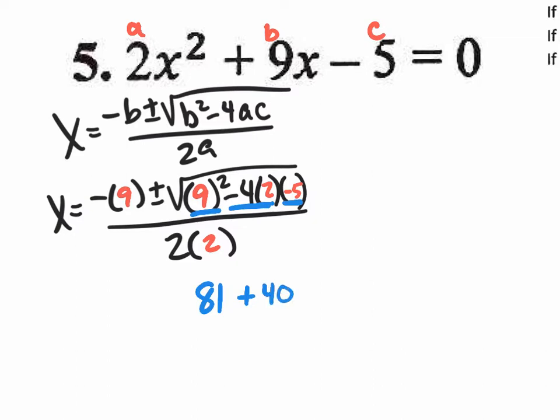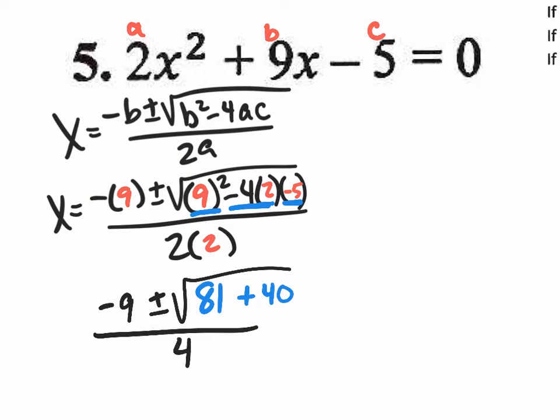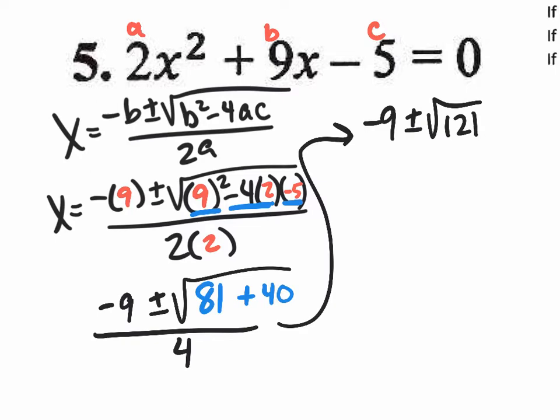So let's rewrite everything else. We're still working on the inside of the square root. We're still working on that discriminant value, but I am rewriting everything else, and I might as well do the 2 times 2, which is 4. 81 plus 40 is 121. So we have negative 9 plus or minus the square root of 121 over 4. What is the square root of 121? 11. No more square root, right?